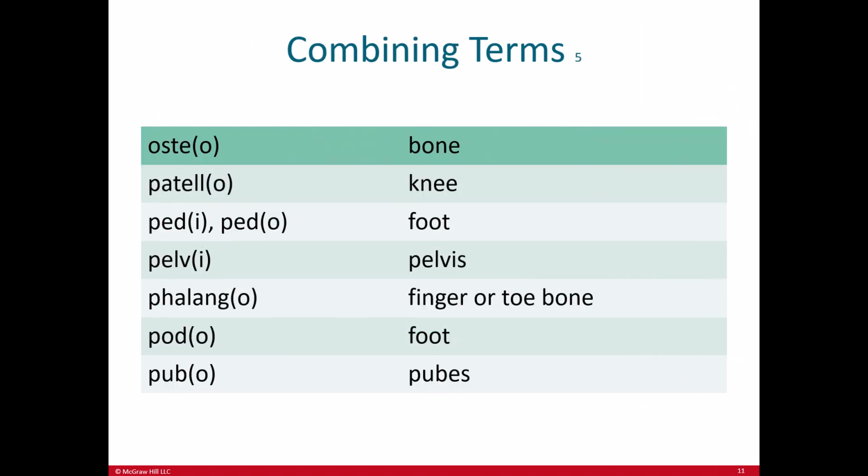Then we have osteo. Osteo means bone. You're going to see that one a lot. Patello means knee. Pedi or pedo means foot. This word part can also mean child, but you're going to look for contextual clues in the documentation to know whether or not you're referring to a foot or a child. Then we have pelvi, which means pelvis. Phalango, which means finger or toe bone. Pod means foot, podo. Pubo means pubes.